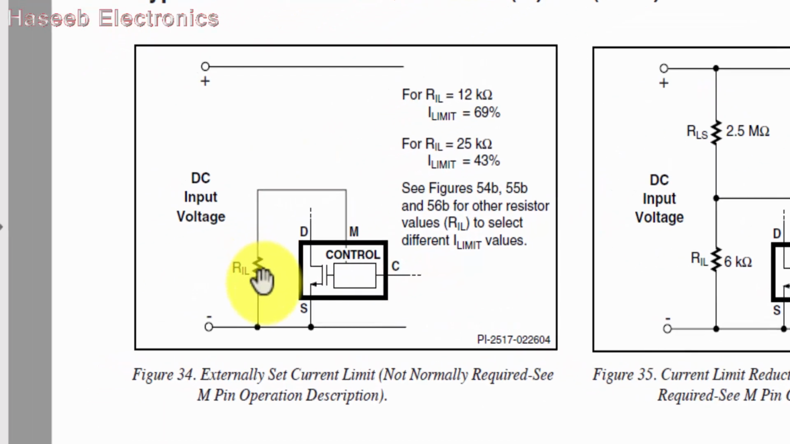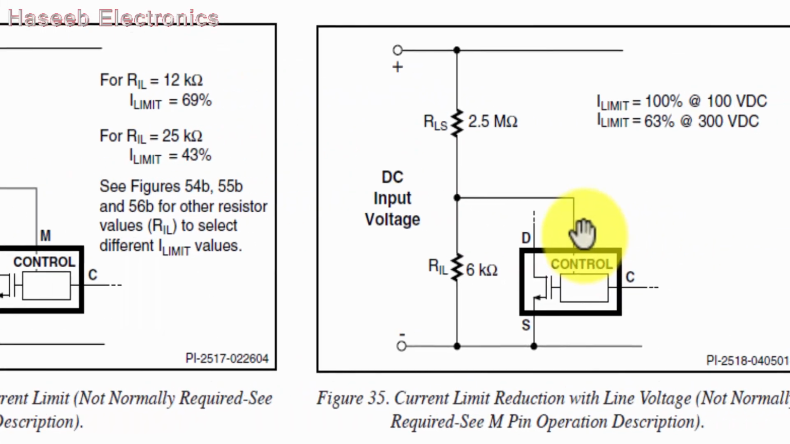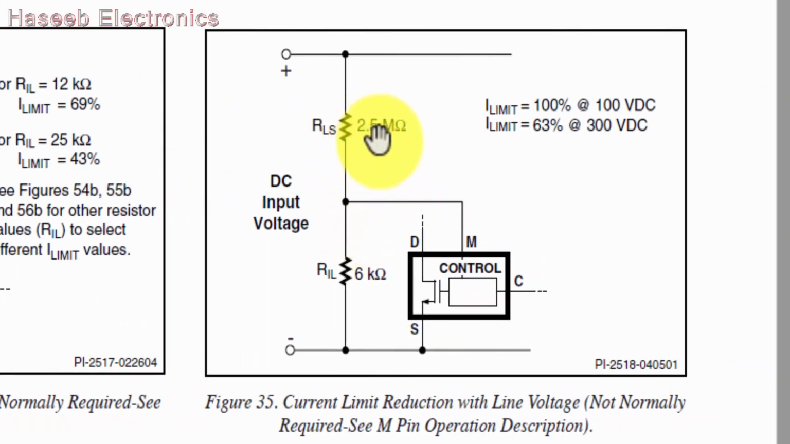If it is connected to a resistor, it will limit the current. If it is connected to a 12 kilo ohm resistor, it will limit the current to 69%. If the resistance is 25 kilo ohm, it will limit the current to 43% of the total current. If the multifunction pin is connected in this way, with 2.5 mega ohm and 6 kilo ohm resistance, it will give current limit reduction with line voltage.